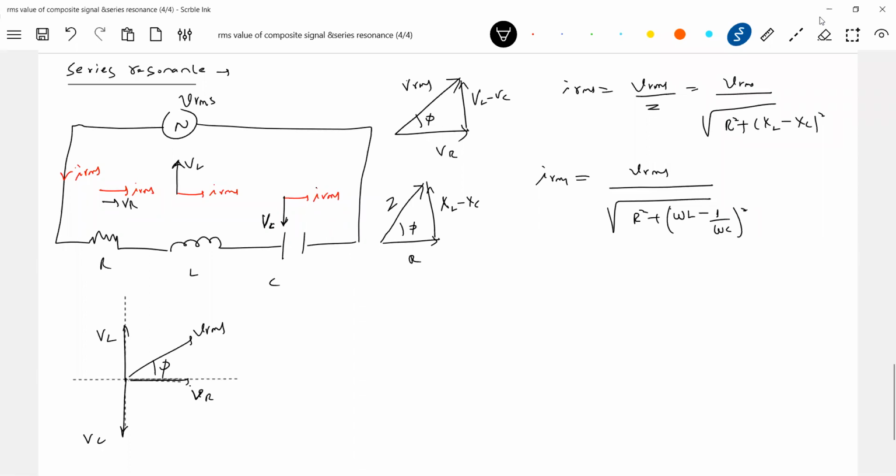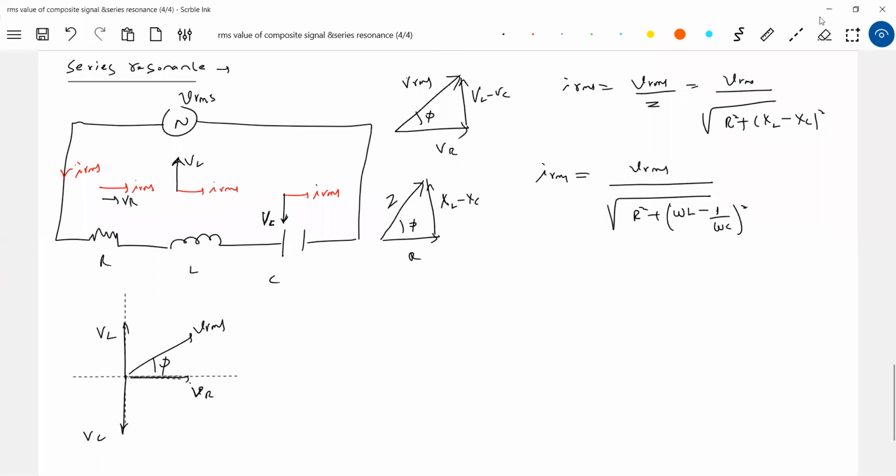Look at this now. The current flowing through the circuit depends on omega. Now I'll vary the frequency. I'll start increasing from 0 and keep on increasing the frequency. What will happen to the current? So first, prior to that, we should know how all the quantities are related to frequency. XL, XC, R, how the various quantities are related.